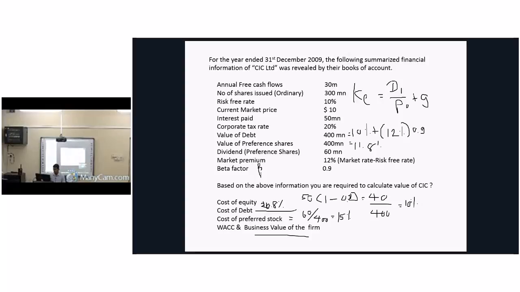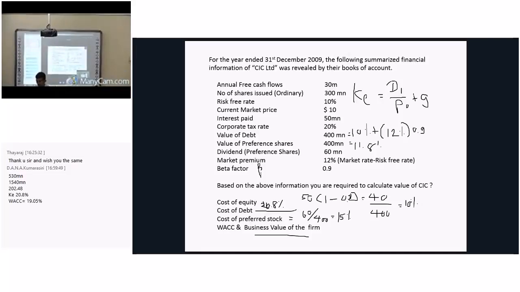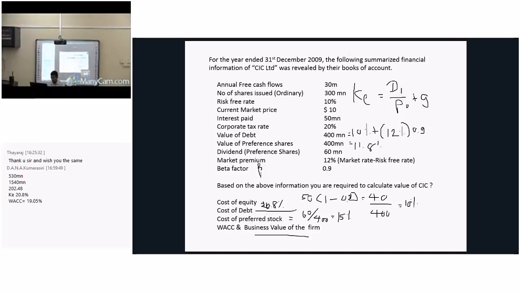For 1 share, the market price is $10 for 1 ordinary share, and we have issued 300 million shares, right? So if we have issued 300 million shares, the value would be 3000 million, right? The weighted average is already calculated. Let's quickly do that.